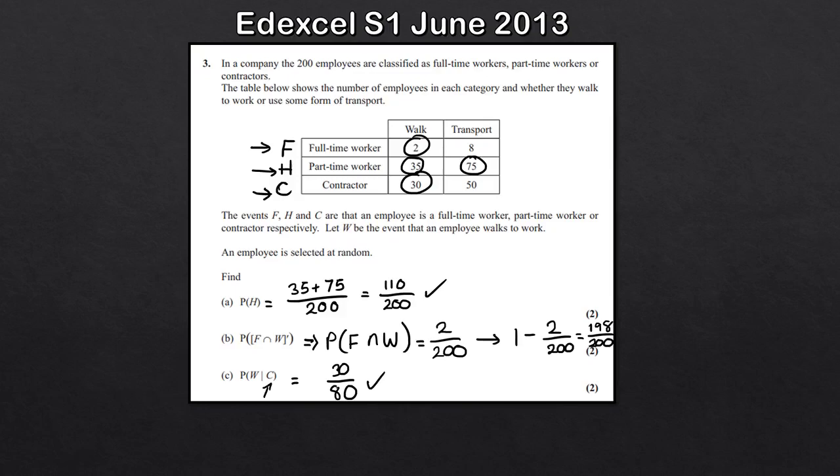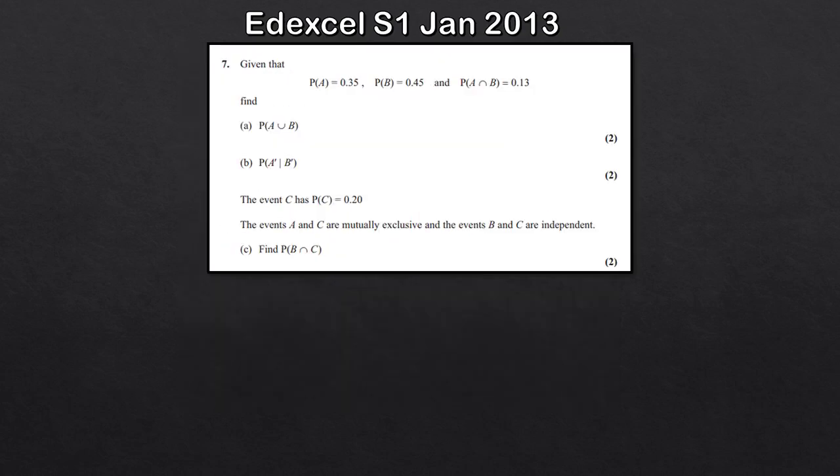And then finally, let's move on to the last question here. And this one is from S1, Jan 2013. We're given a few different probabilities here: the probability of A, the probability of B, and the probability of A intersection B. And the first part here, we're asked to find the probability of A union B.